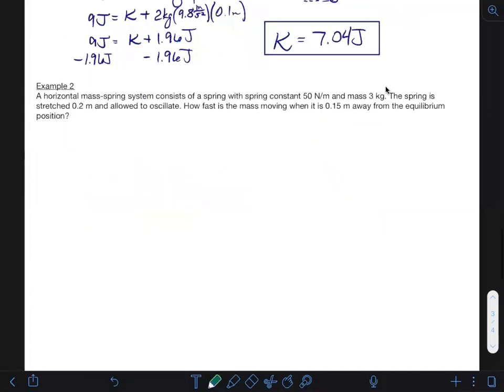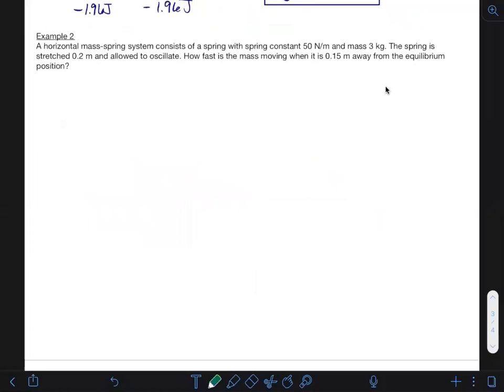Let's go to example problem number 2. A horizontal mass spring system consists of a spring with spring constant 50 newtons per meter and mass of 3 kilograms. The spring is stretched 0.2 meters and allowed to oscillate. How fast is the mass moving when it is 0.15 meters away from its equilibrium position?